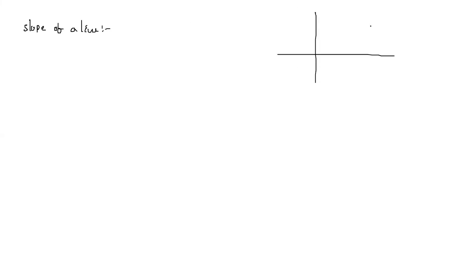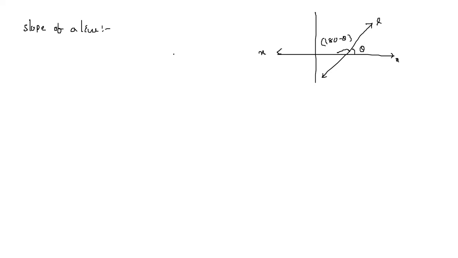This is a coordinate system. A line is making an angle theta with respect to the positive x-axis, and it will make an angle 180 minus theta with the negative x-axis, the negative direction. So direction is clearly mentioned here. This is a line L.